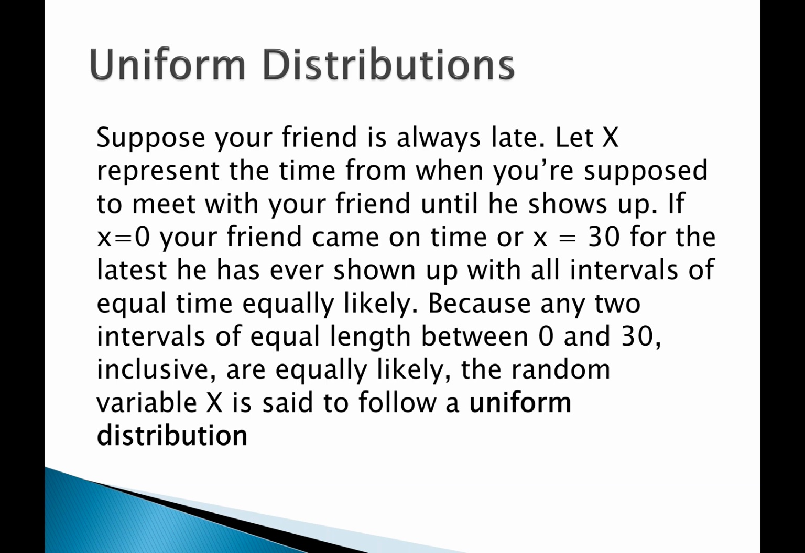If X equals 0, your friend came on time. If X equals 30, that's the latest he's ever shown up. And the intervals of time are equally likely. Because any two intervals of equal length between 0 and 30, inclusive, meaning 0 and 30 are included, he can be 30 minutes late, are equally likely, the random variable X is said to follow a uniform distribution.